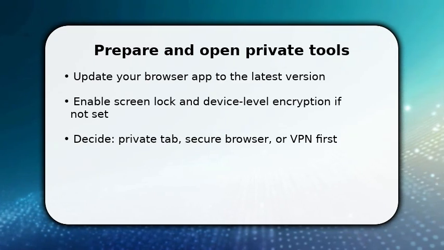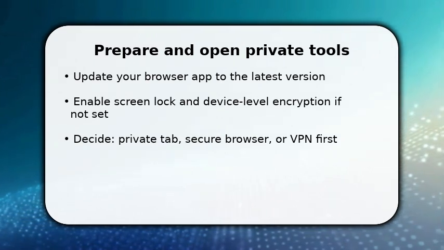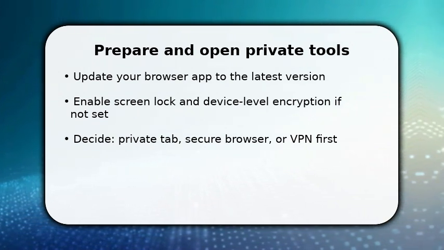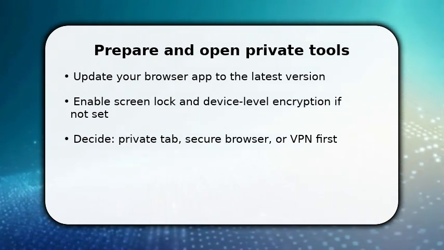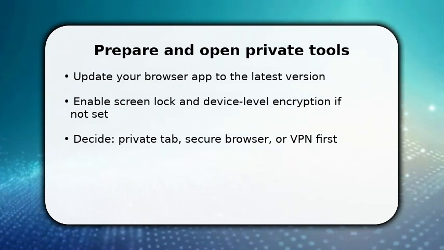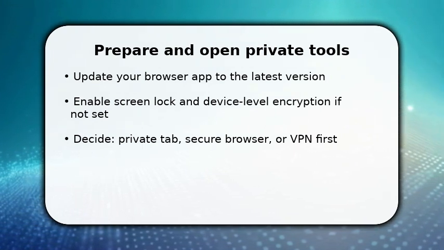You'll start by confirming prerequisites and launching a private mode right away. Open your Android browser, Chrome, Firefox, or Edge, and tap the menu to choose New Incognito or New Private tab. Make sure your device lock is active and that you've updated the app for latest privacy patches.